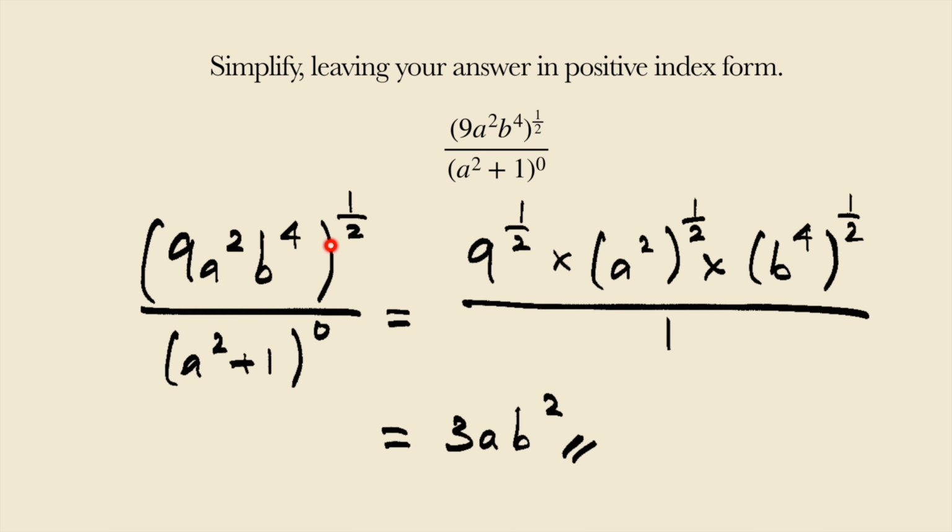9 to the power of half, a squared to the power of half, b to the power 4 to the power of half. Then if you're familiar, power half actually means square root. And what's the square root of 9? It's 3. We're not going to write plus minus 3, but it's 3. Okay, so 2 multiplied by half is 1. So do we have to write a power 1? No, just write it as a. So 4 times half is 2, so it's just b squared. And everything is in positive index.